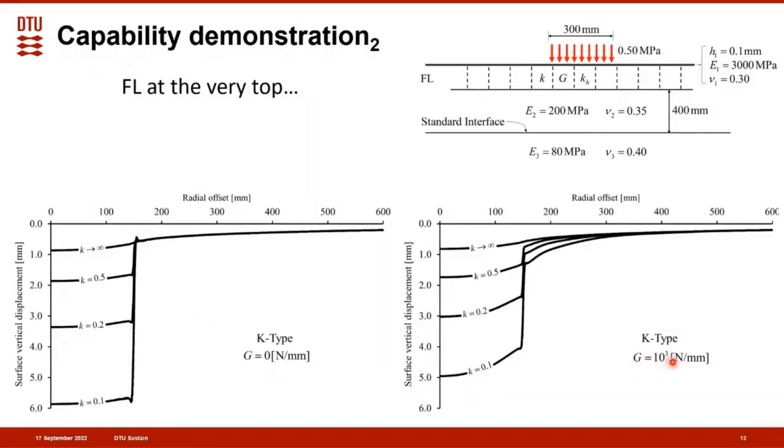This is the same case with a K-type fragmented layer on top, but here a shear layer is introduced with rigidity of 1000 newtons per millimeter, and you can see the effect of that on the deflection.